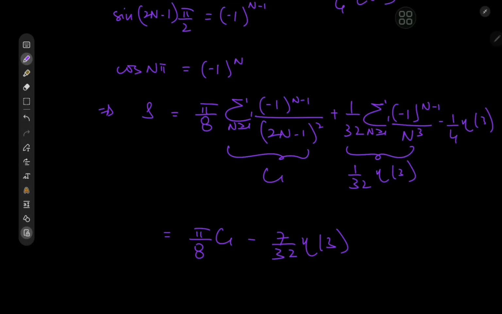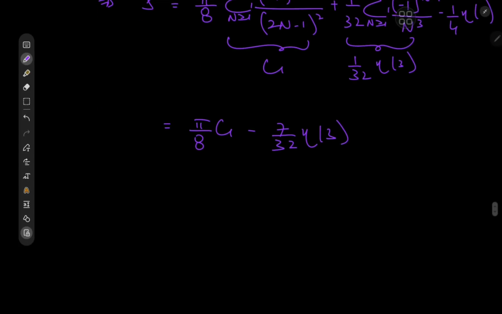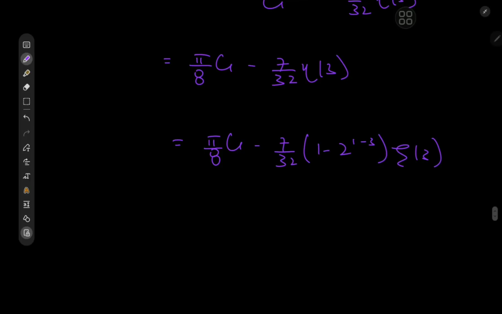Okay, cool. And of course, we can express this in terms of Apéry's constant, that's zeta 3, by using the functional relationship between the eta and zeta functions. So we have pi by 8 g minus 7 by 32 times 1 minus 2 to the 1 minus the argument, that's 3, times zeta 3. So you have 1 minus a quarter, that's 3/4. So you have pi by 8 g minus 21 by 4 times 32, 128, times zeta 3, which is a beautiful result for the integral I sub 2.